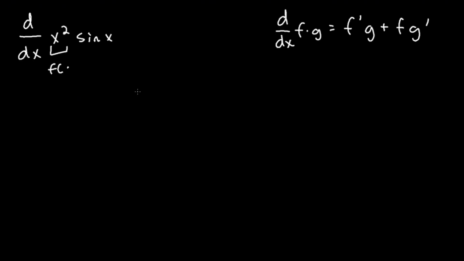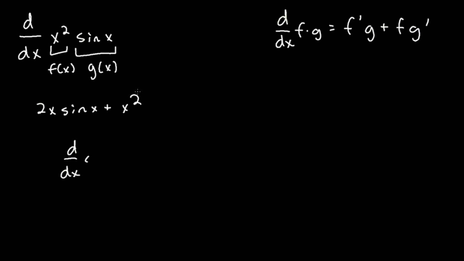We'll treat x squared as f of x and sine x as g of x. So we need to find the derivative of f first. So the derivative of f is just 2x using the power rule, and we just leave g of x the same, sine x, plus f, which is x squared, times g prime. So the derivative of sine of x is equal to cosine of x. So we have 2x sine x plus x squared cosine of x as our derivative for our function x squared sine x.